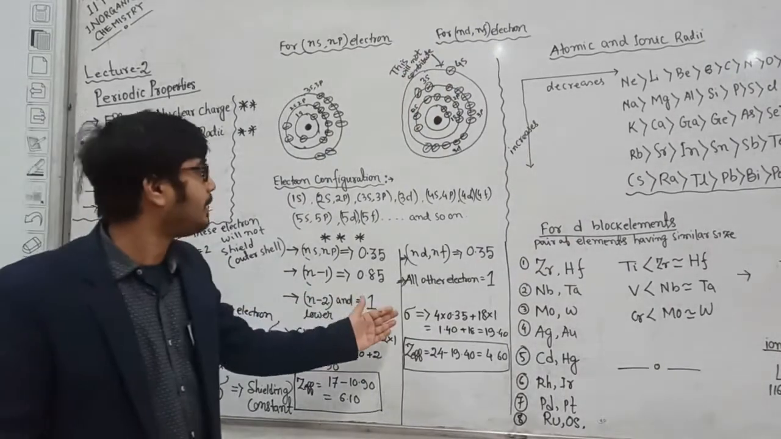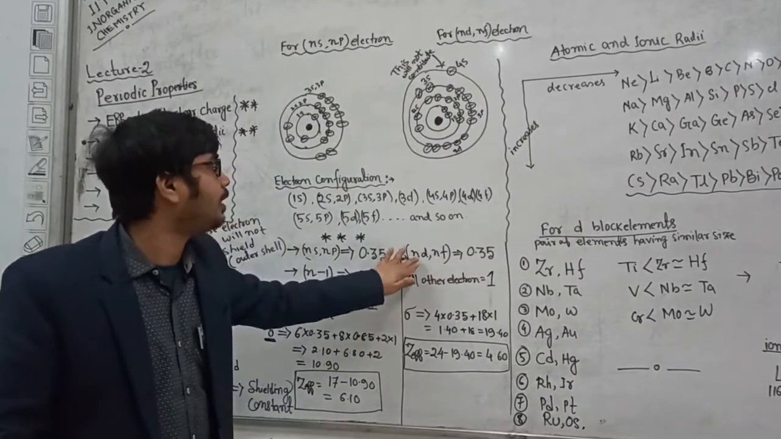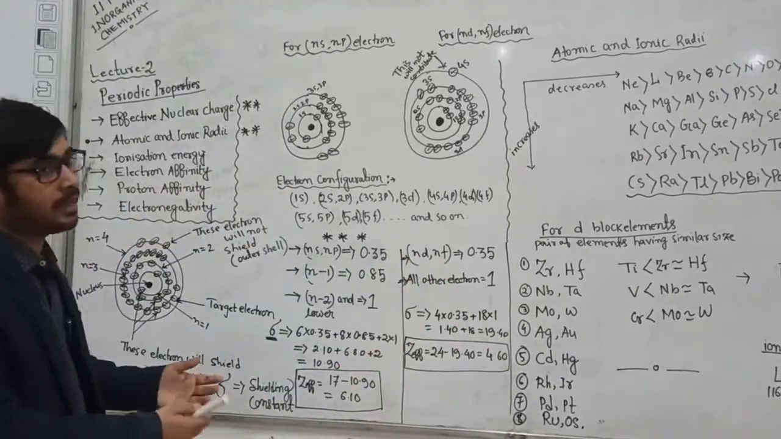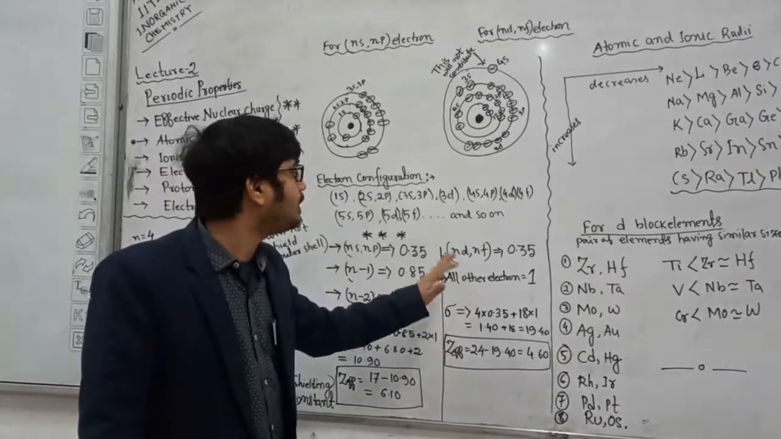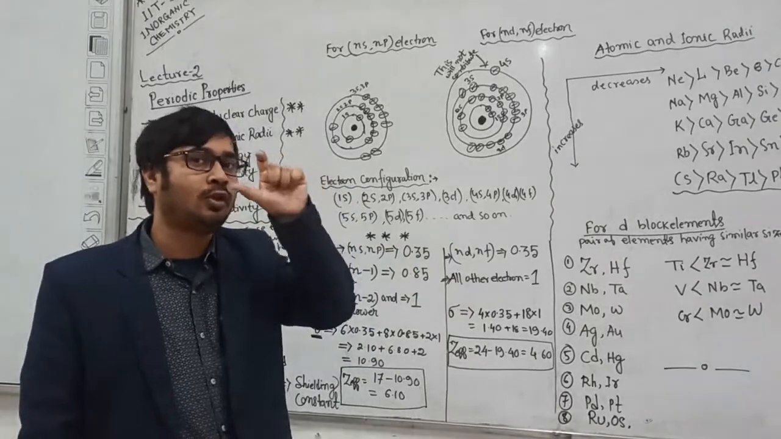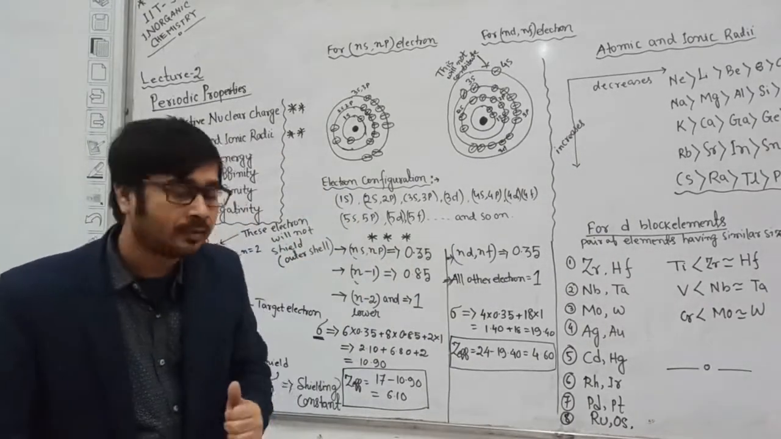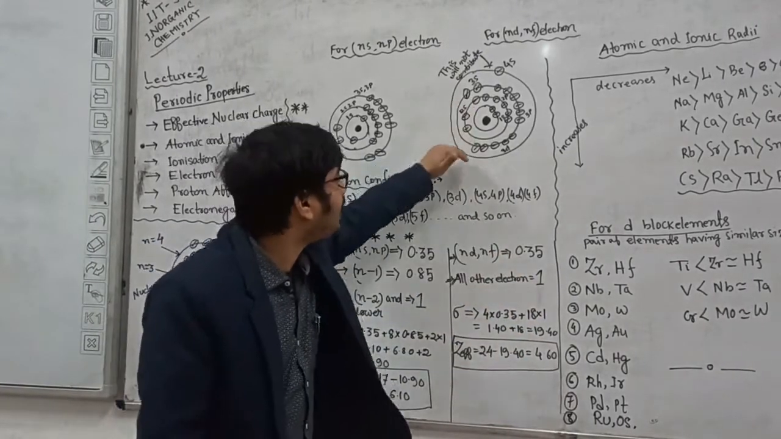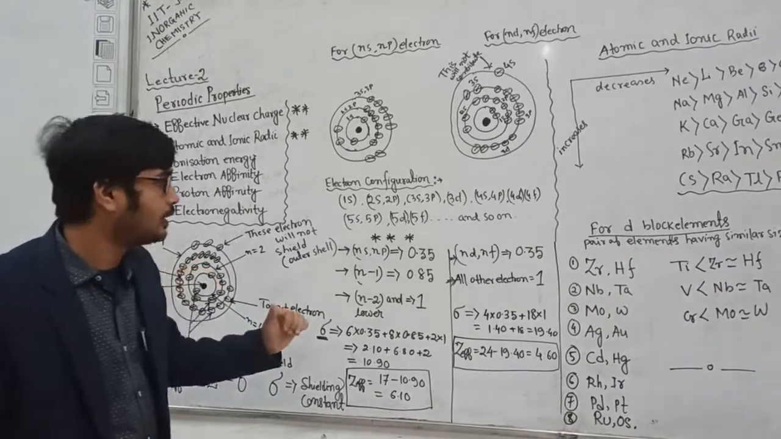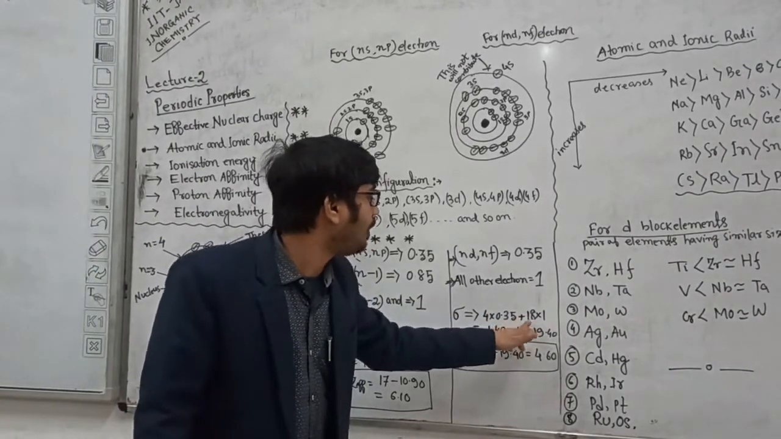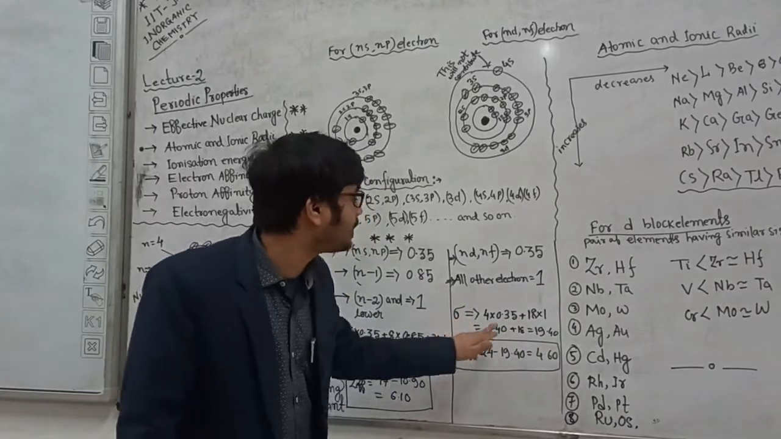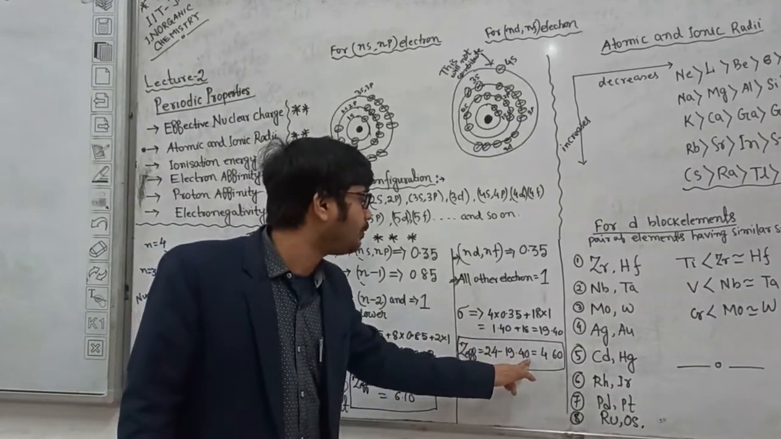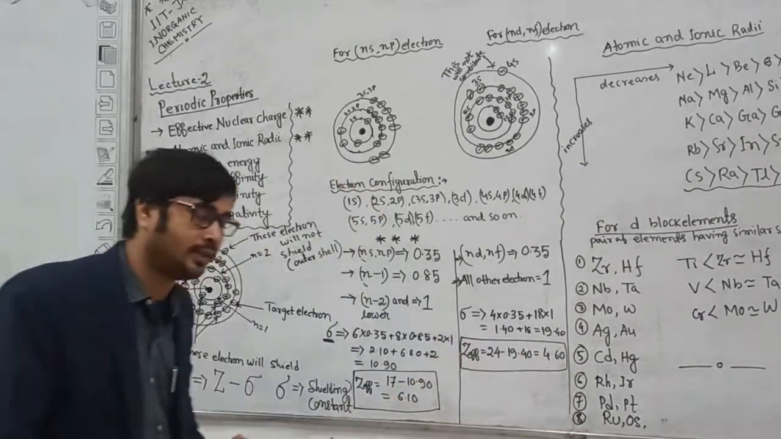So what are the rules? Already explained that 0.35 will be contributed by all other nd, nf electrons, and all other electrons other than nd, nf will contribute 1. Now let's apply this rule. We have 5 electrons in d orbitals, and we want to calculate for 1 d electron. So there are 4 electrons left. So 4 into 0.35, plus there are a total of 18 electrons lower than the 3d shell, so they will all contribute 1. So 18 into 1. Altogether sigma, or the shielding constant, is 19.40. So the Z effective will be 24 minus 19.40, which equals 4.60.